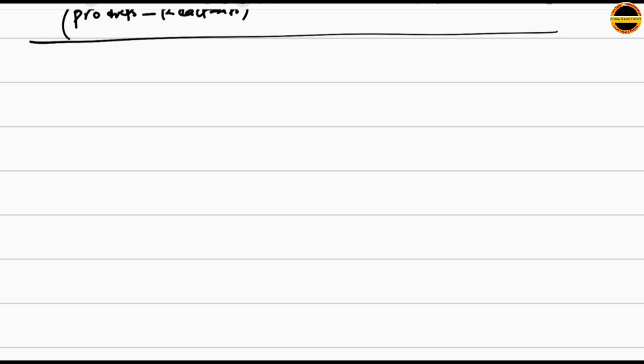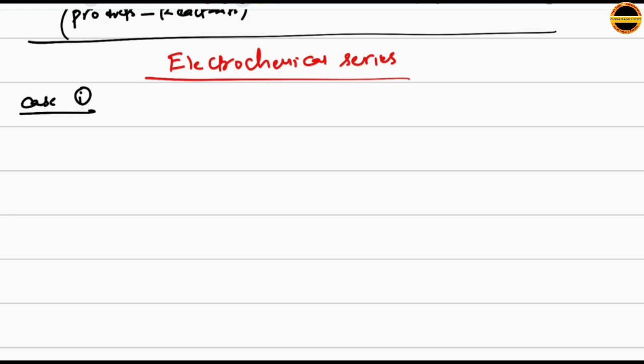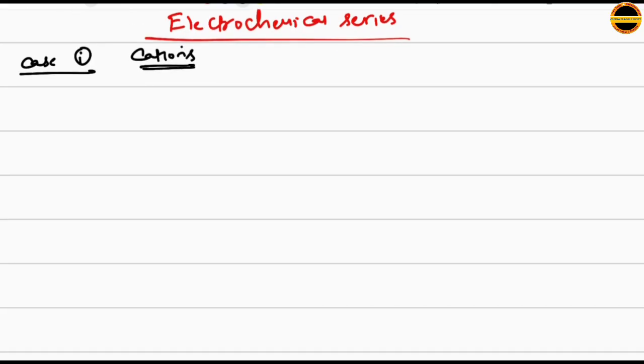Next, moving to the electrochemical series. Keep the heading here: electrochemical series. Here we are going to see cations as well as anions separately. Cations of these metals we are taking here. Case 1: I am writing the electrochemical series based on their reduction potential, arranged top to bottom. First you specify these, the cations of the given metals. So I am writing the cationic series here.